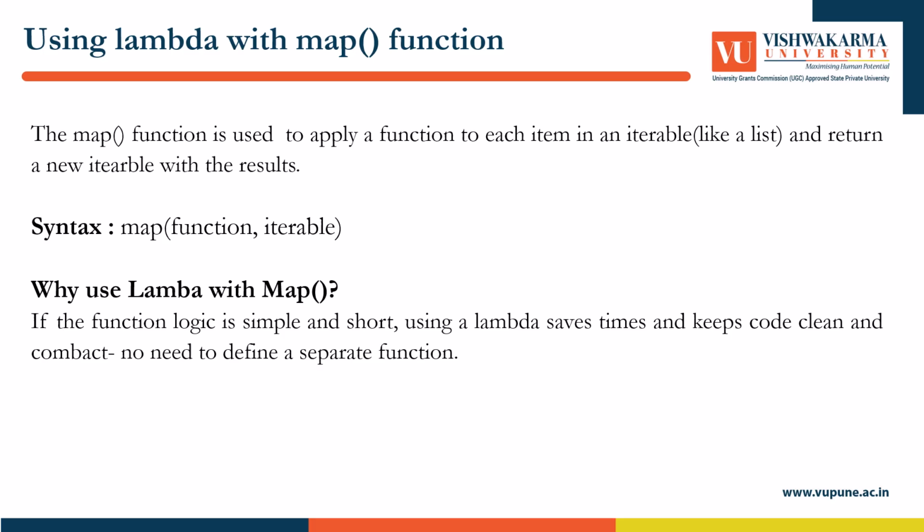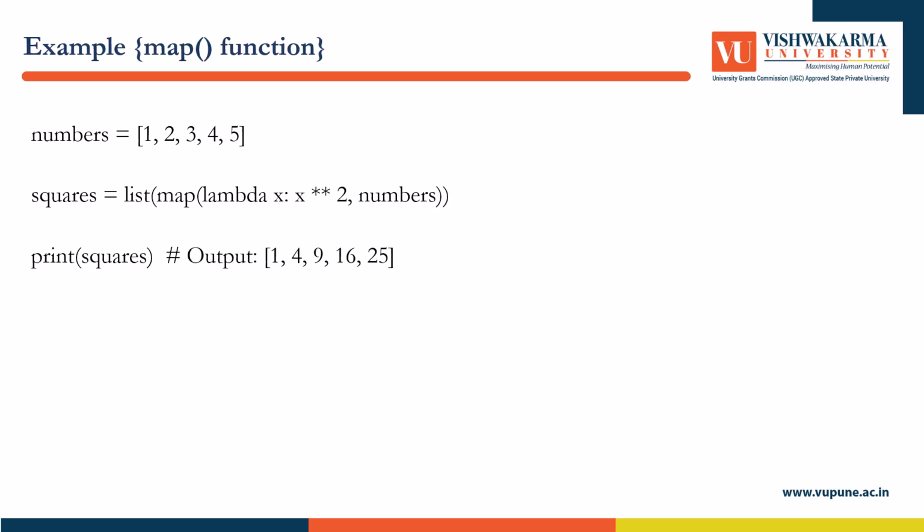So there is the syntax of map function. Here we can use map function like this: map function, iterable. We use map function with lambda when the function logic is simple and short. By using lambda, it saves time and keeps code clean and compact. No need to define a separate function. Here is an example of map function.